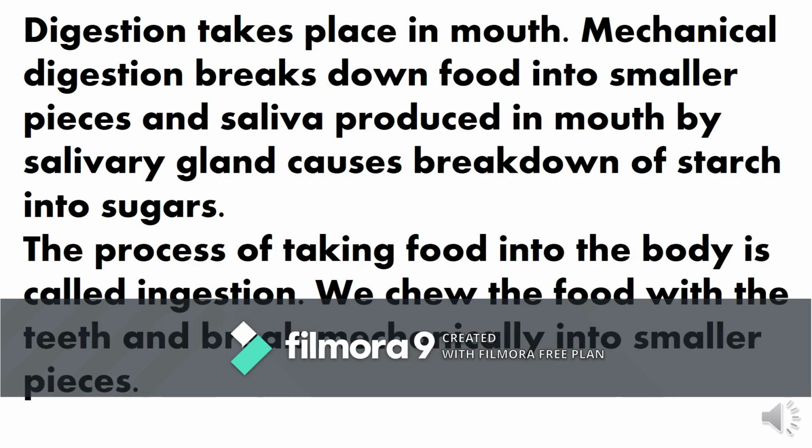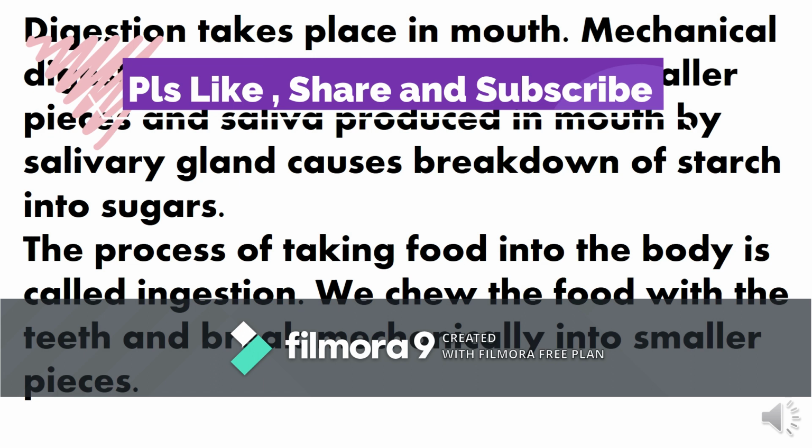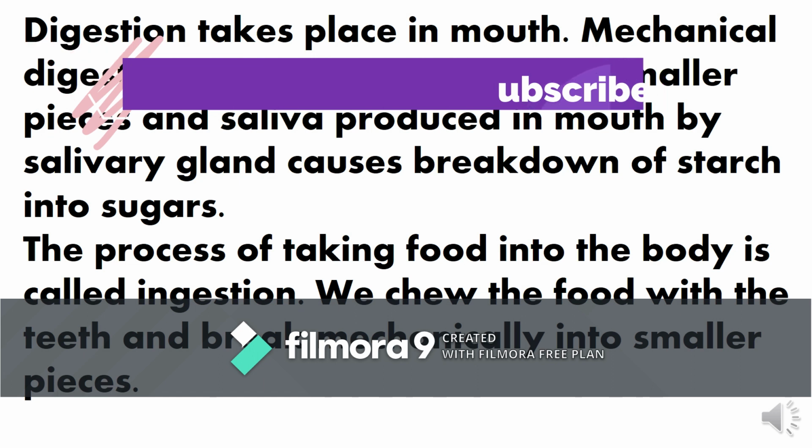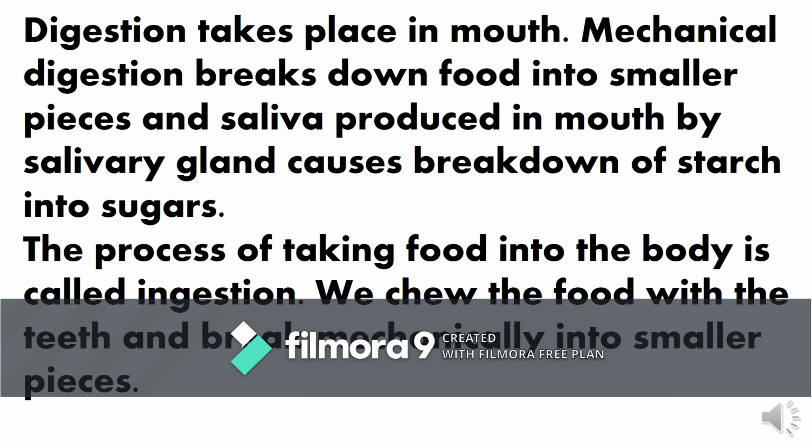Now, let's start. Where does digestion take place? So digestion takes place in the mouth. And there is mechanical digestion as well as chemical digestion. Mechanical digestion breaks down food into smaller pieces. For example, when you think of your favorite food, immediately there will be saliva in your mouth, right? From where is the saliva produced? Saliva is produced in the mouth by the salivary gland. Clear? And it causes breakdown of starch into sugars.